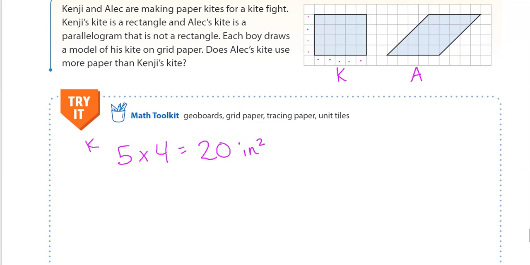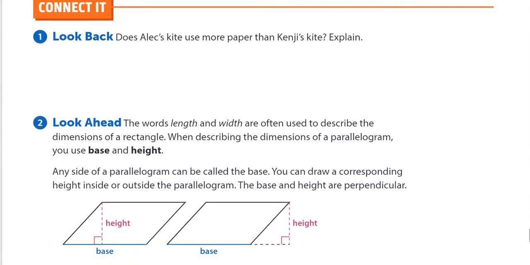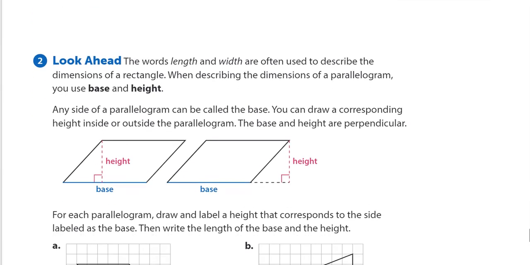And then you probably tried to count these. 1, 2, 3, 4, 5, 6, 7, 8, 9, 10, 11, 12, 13, 14, 15, 16, 17, 18, 19, 20. And Alec had 20 inches squared. So they are the same, and if you counted them, that's totally fine. But that's not going to work every time. Okay. And you can put that down here. Whatever you did, put that there. Go ahead and pause if you need to.